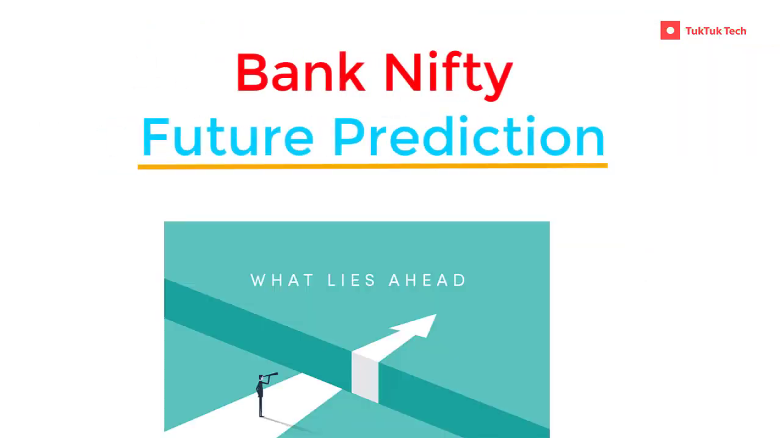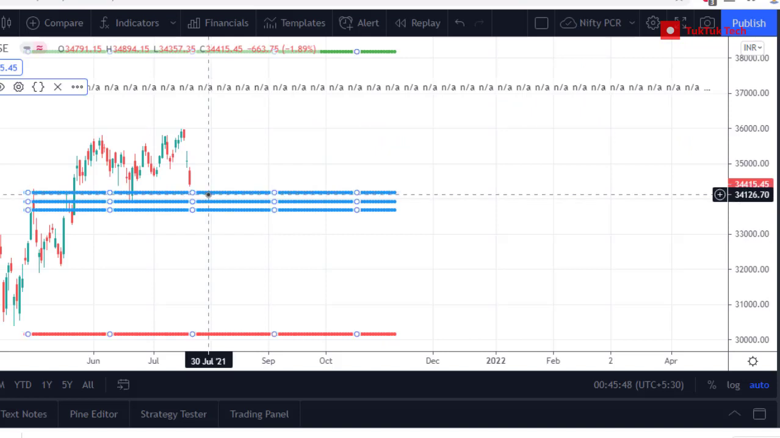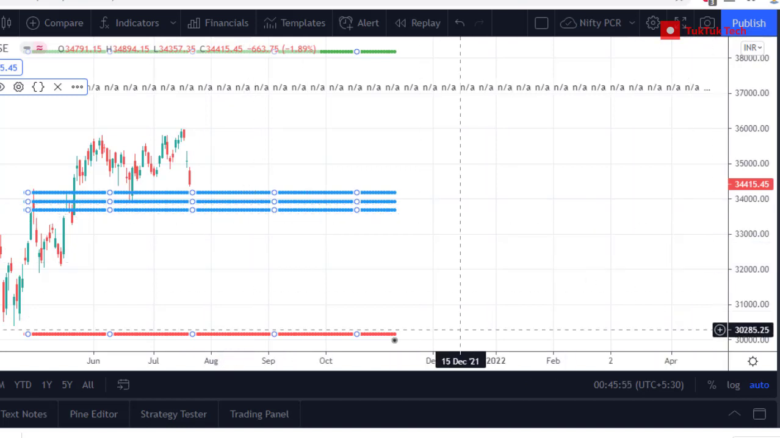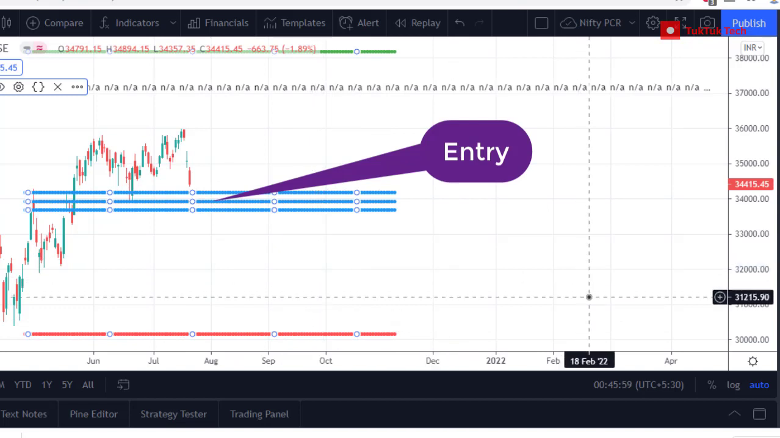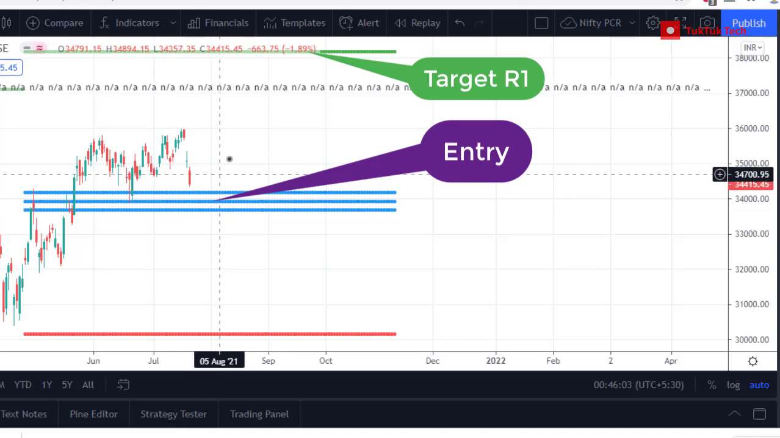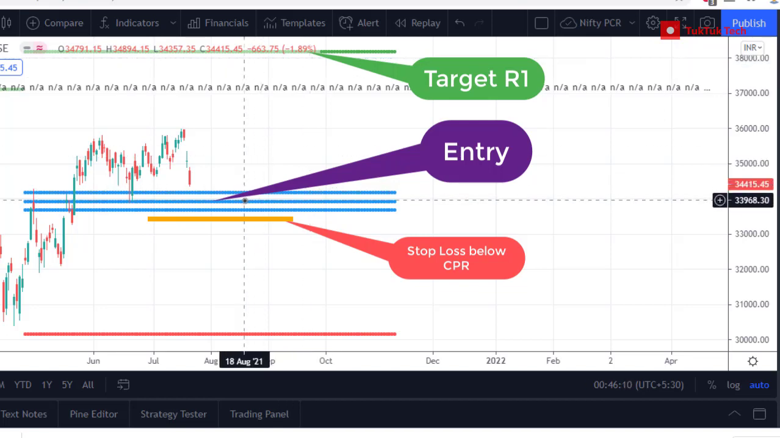What lies ahead in Bank Nifty as per CPR yearly time frame? All 3 CPR levels are a good support to Bank Nifty, especially the central pivot line. It will be a good entry level. Resistance 1 is the target. Stop loss should be just below CPR level.